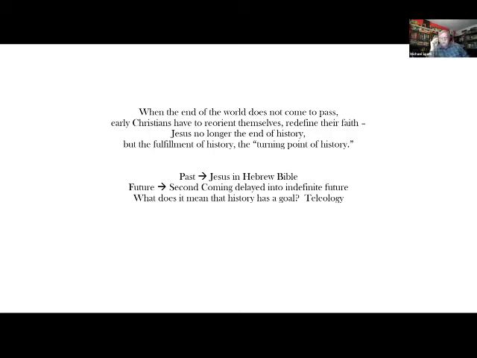So they begin to look into the past, to Jesus and the Hebrew Bible, and they look to the future, the second coming, delayed into an indefinite future. So now their whole understanding of time changes. They originally thought that time was coming to an end, history was coming to an end. Now, what happens when their sense of what time is, what history is, changes? That history has a goal, not only at the end of history, but in history itself. It's a major change that takes place for these early Jesus followers.